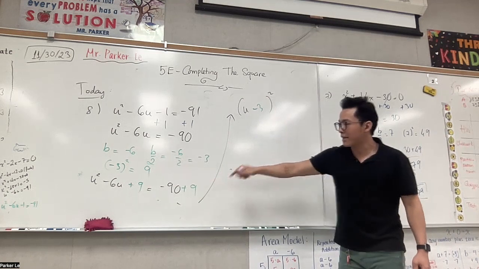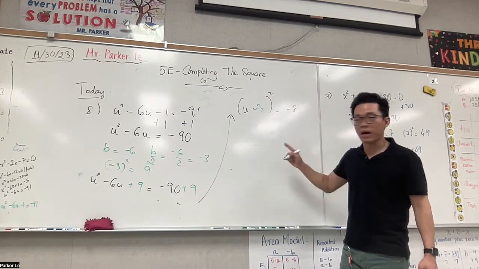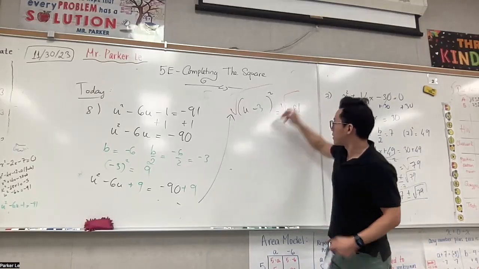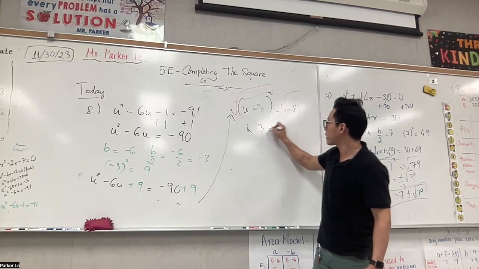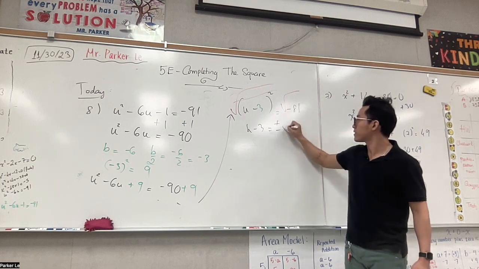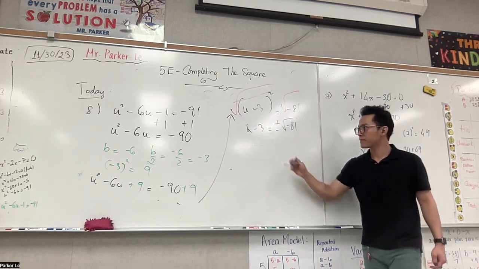All right. What is negative 90 plus 9? Negative 81. Make sure you do the calculation right as well. What are you going to do after this? Square root, right? The square root cancels out. We're going to have u minus 3 equal to plus minus 9. Now, what is the square root of negative 81?